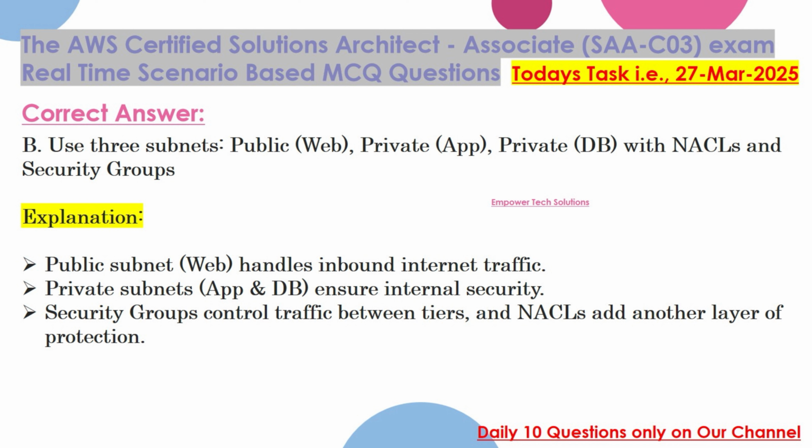Explanation: Public subnet (web) handles inbound internet traffic. Private subnets (app and DB) ensure internal security. Security groups control traffic between tiers, and NACLs add another layer of protection.